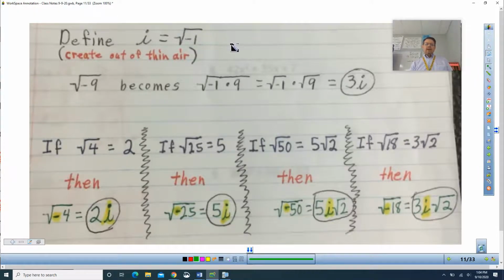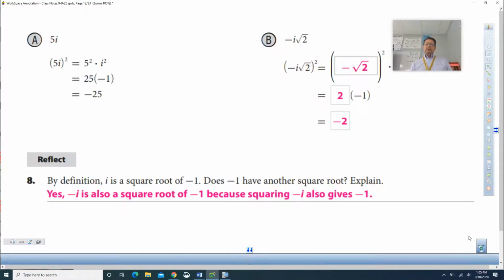i squared would be equal to the square root of negative 1 squared, right? Well, the square root and the square cancel. That leaves you just negative 1. So what we're trying to say here is that i squared equals negative 1. So anytime we see an i squared, we can put negative 1 there, which causes some interesting things to happen. All right, so that's where these examples are kicking in at this point.